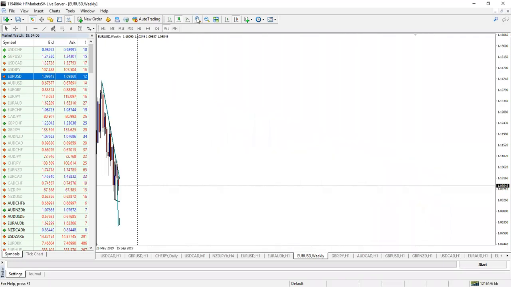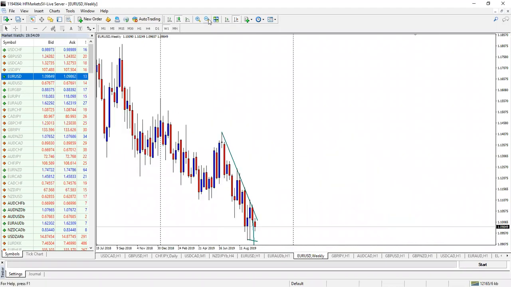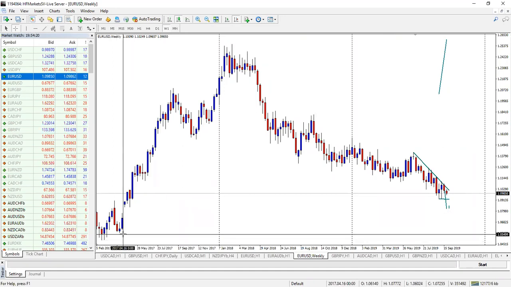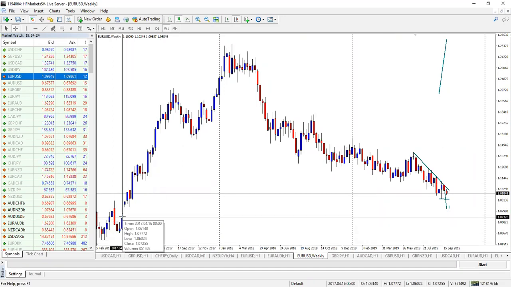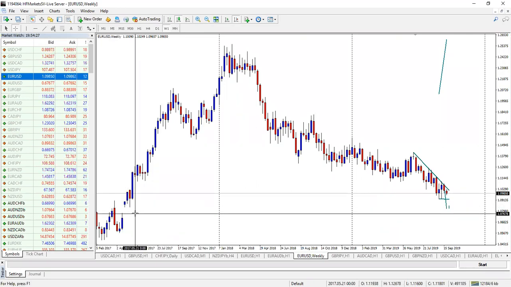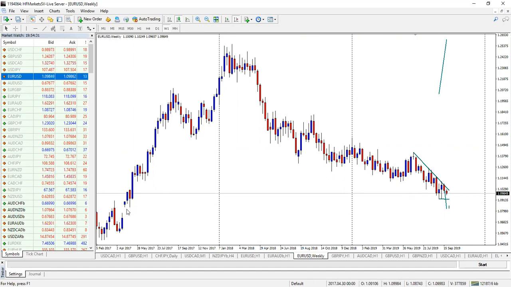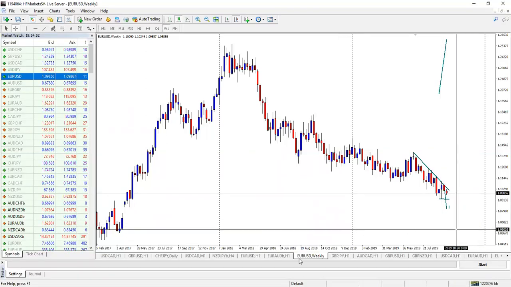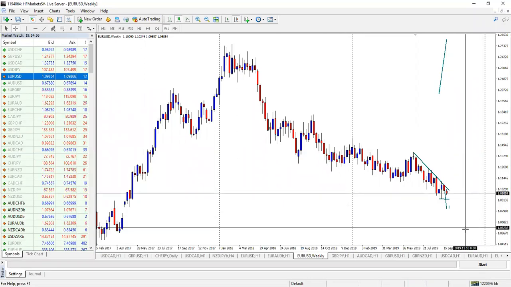Now, look at this. Remember, this is Euro USD. Why do I think this one has to move down? If you look at the weekly time frame, in 2017 the market left a gap. You see this gap here, guys? There was a gap that was left unfilled. This gap was never filled by the market. So why do I think this downtrend might go very far? It might go very far in order to fill the 2017 market gap.